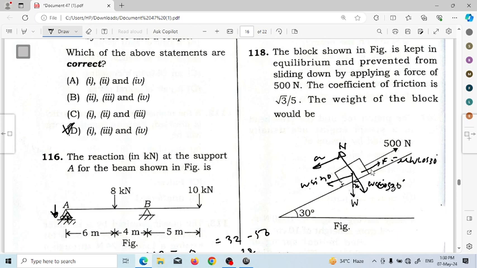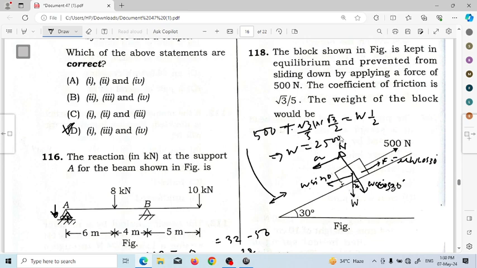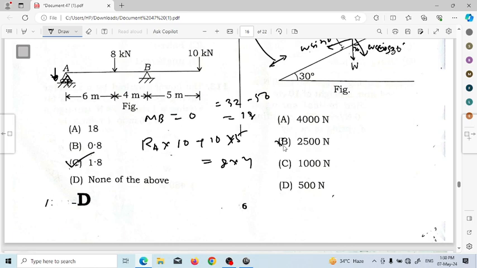So force balance in this direction. 1500 plus mu given √3 by 5 into W cos 30, which is √3 by 2, is equal to W sin 30, which is 1 by 2. So calculating that, we can get W will be 2500 Newton. Option B is the correct answer.